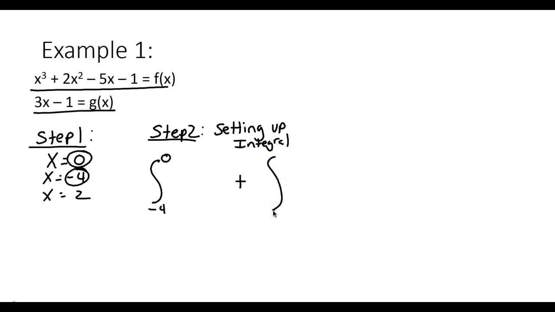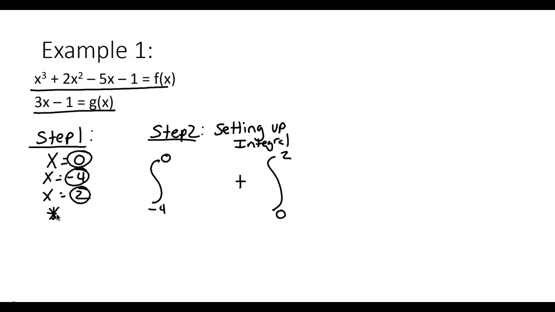This one's going to pick up where that last integral left off at 0, and then it's going to go until it gets to the next intersection point. Now, if you had another x value over here, then you would have to do a third integral. But with 3 intersection points, you're only going to have 2 integrals.